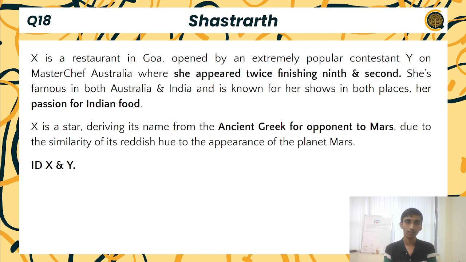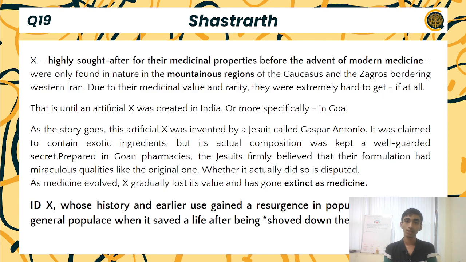Very famous contestant on MasterChef Australia, known for passion for Indian food, is Y. And X is the restaurant. That is also the name of a star, opponent to Mars. Question number 19. You can see. Very popular among the general populace across the world when it saved a life after being shoved down the road. Again, we will not know this.